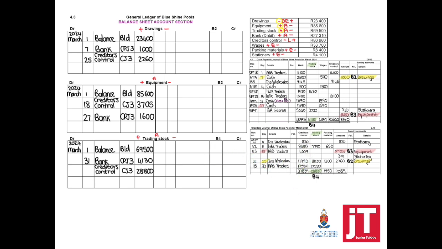When you are done posting from the journals, at the end of the month, we need to balance and close this off. So there's nothing on the credit side, so we are just going to total it. Moving now on to the next ones.